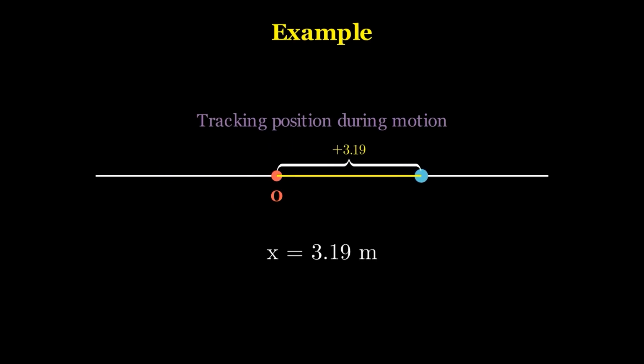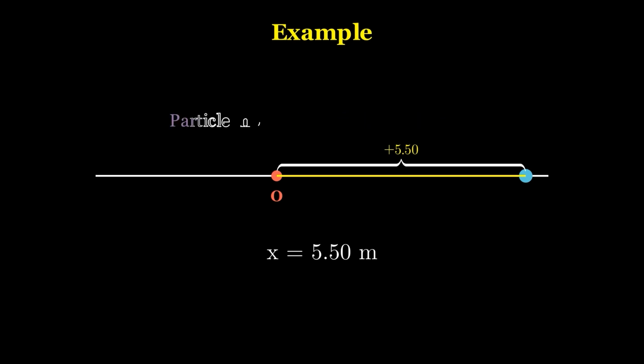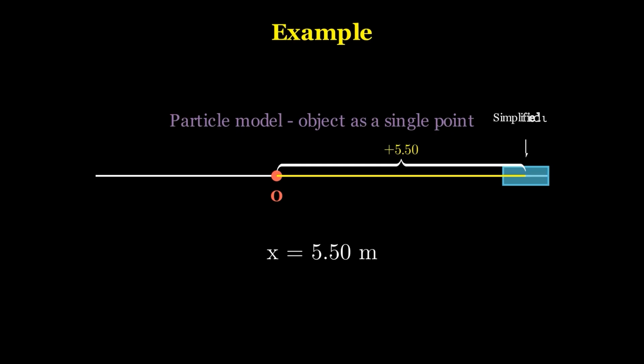We also often use the particle model to simplify things. That means we can represent an entire object by a single point, like using the center of a rectangle to describe the rectangle's motion.